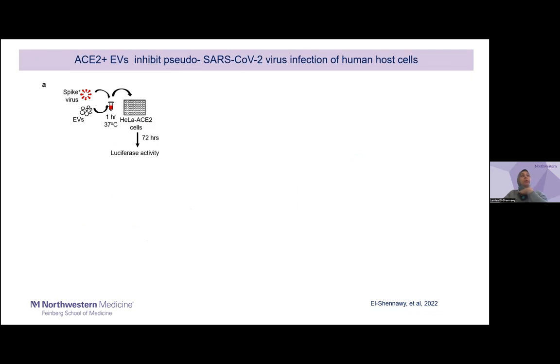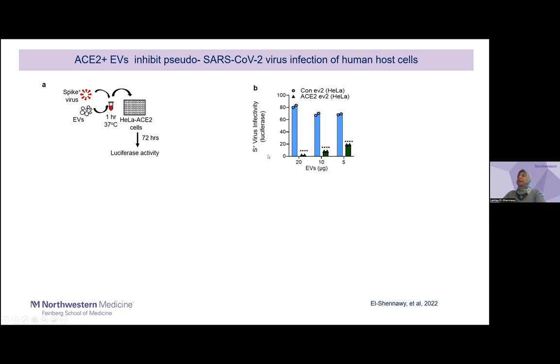And that's why we used the pseudovirus. We used a pseudovirus labeled with luciferase reporter. We pre-incubated it with ACE2 positive or ACE2 negative control vesicles. And then we added the mixtures to ACE2 expressing cells. After 72 hours, we detected the luciferase activity, and you can see here that ACE2 vesicles in green prevent pseudoviral tethering and infection of the human host cells in a dose-dependent manner, which was not the case with the control ACE2 negative vesicles.